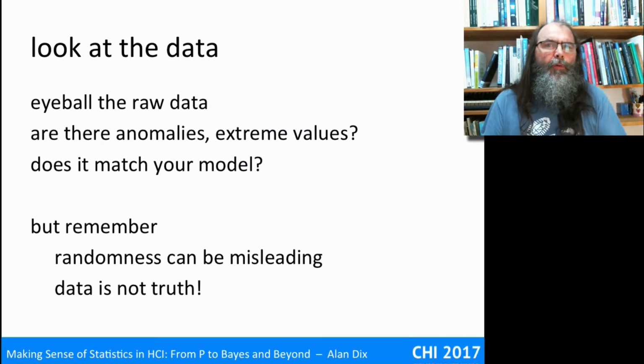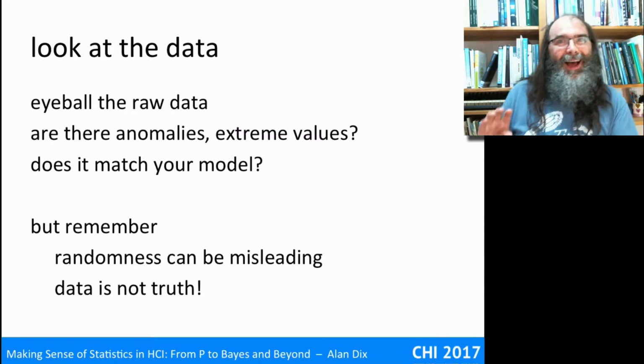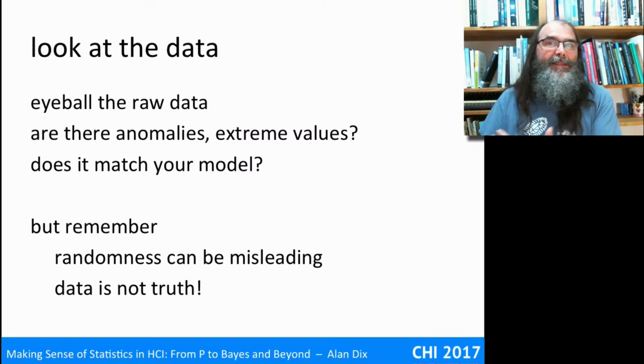Particularly, you're going to be looking for things like anomalies. Are there strange cases, outliers? Now, that might be due to some fault in your experiment or your study. It might be that some users are just weird, or where that happens, it might point to some issue that you want to be looking at.